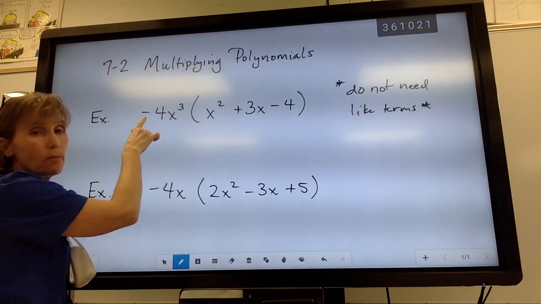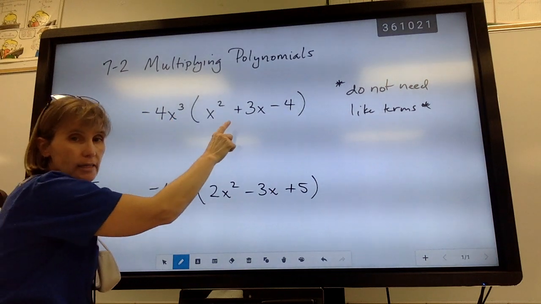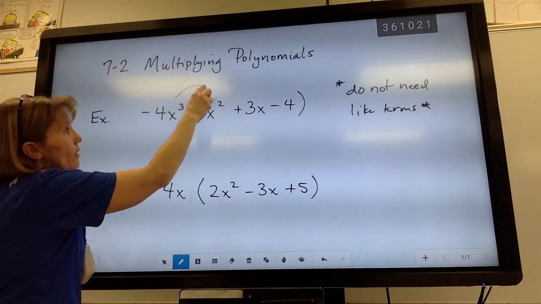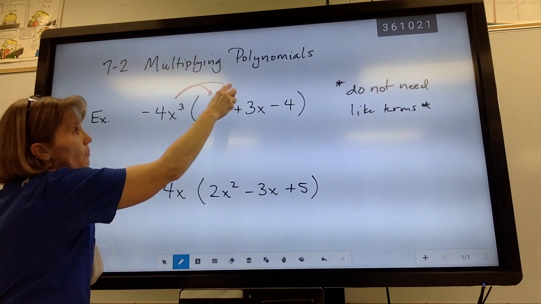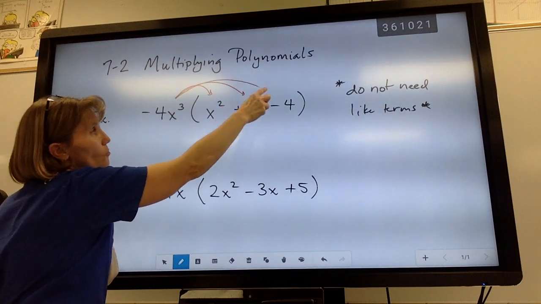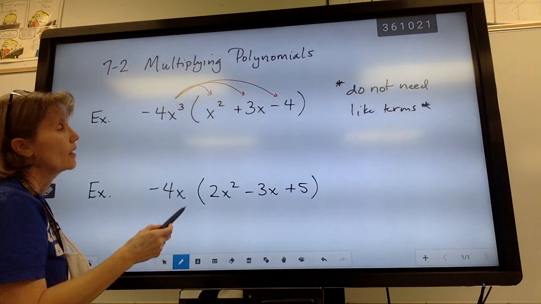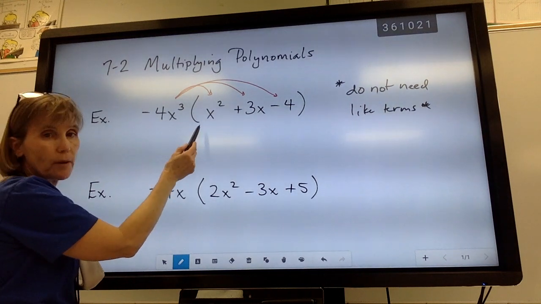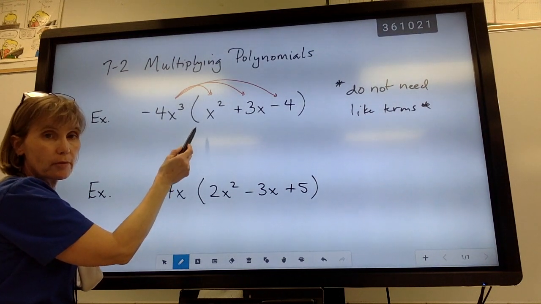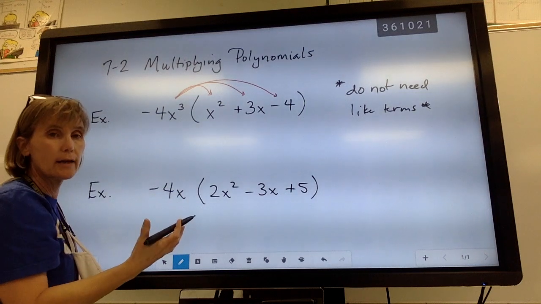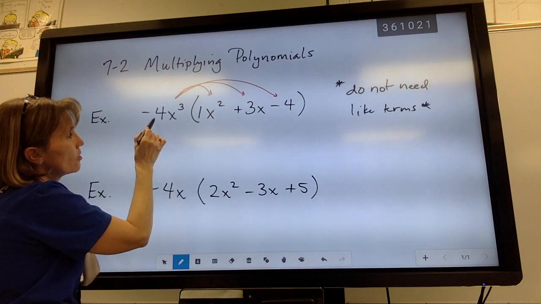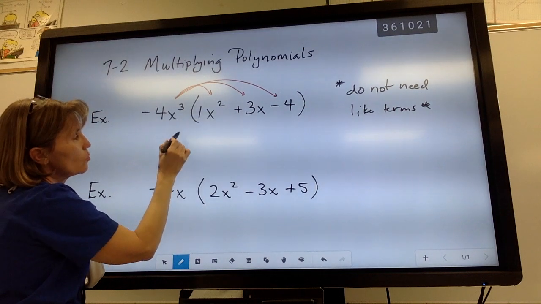In this case, I have a monomial, and I'm trying to take it times this trinomial. What I need to do is distribute. I need to take that monomial and multiply it times each term in the trinomial. This goes back to what we did in Chapter 6. What's the rule when we multiply with the same base? We add exponents. So this has a coefficient of 1. So I take the coefficient -4 times 1.